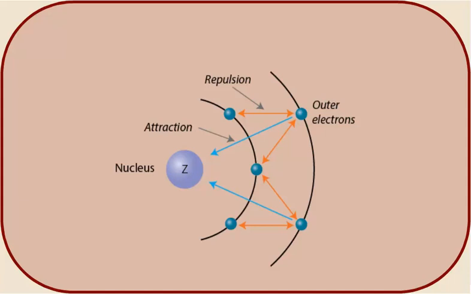However, in an atom with many electrons, as you see in the figure, each electron is simultaneously attracted to the nucleus and repelled by the other electrons. So the inner electrons partially screen outer electrons from the attraction of the nucleus. Sometimes this is called the shielding effect. So the outer electrons do not experience the full nuclear charge.